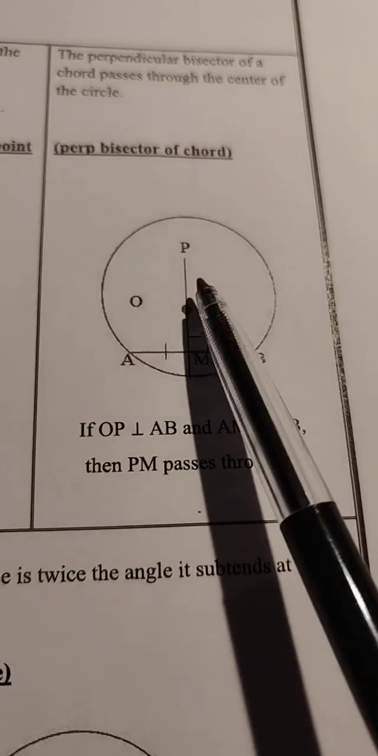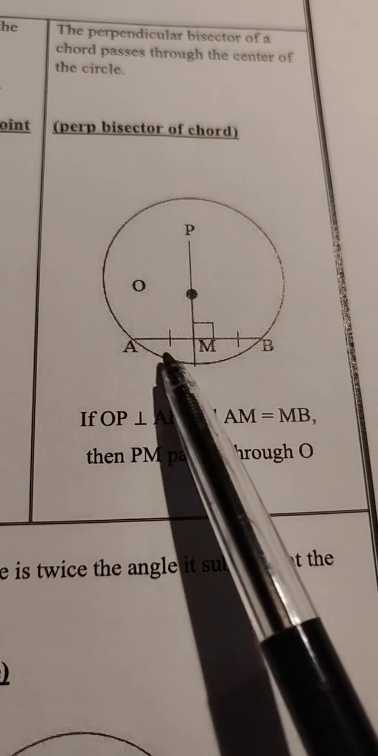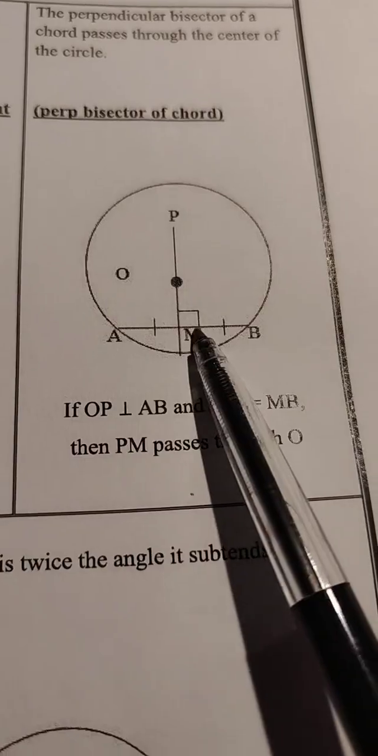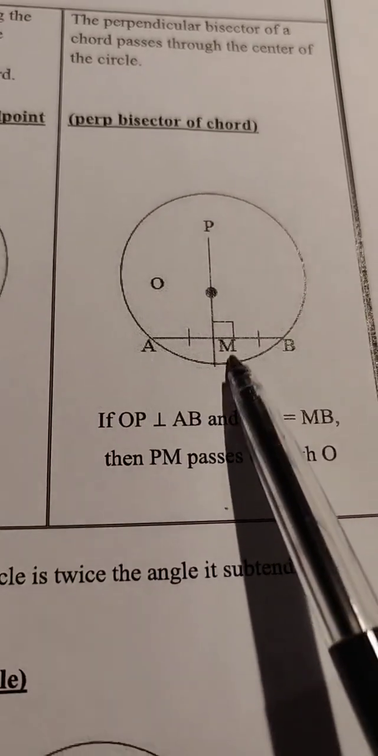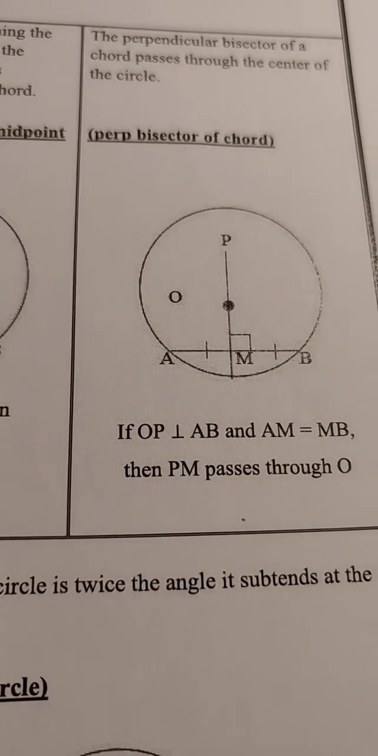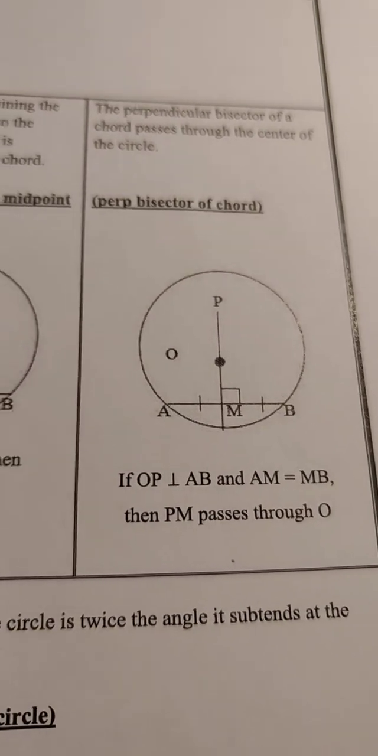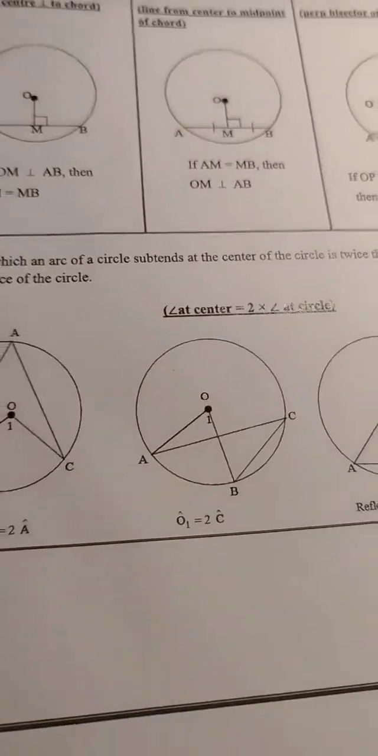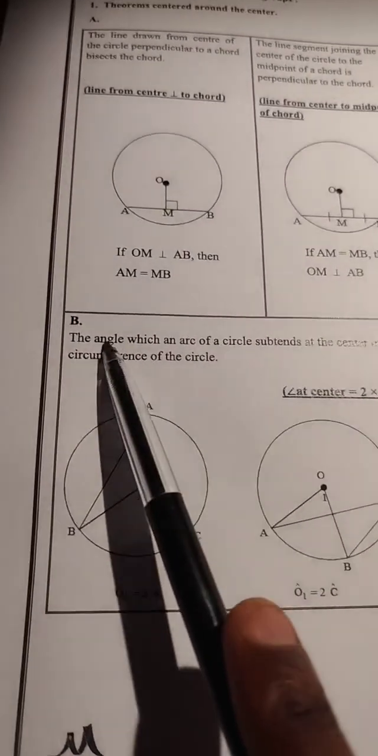So in other words, if OP was perpendicular to AB, then we'd say AM is equal to MB. Then we'd say PM passes through O. Right, so a perpendicular bisector does not pass through anything else but the center. That's basically what this is saying to us. Okay, so those are the center theorems we looked at yesterday.